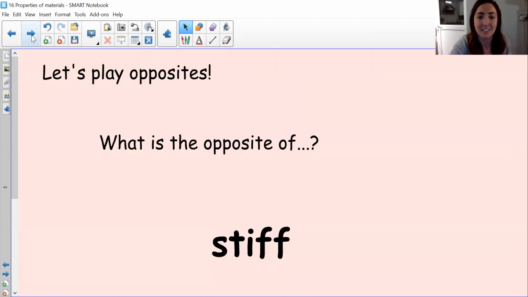Okay. So let's play again now. We're going to play opposites. So whichever property I say, I want you to try and say back the opposite of that property. So thinking about those definitions that we've just looked at, what is the opposite? Okay. So what is the opposite of stiff? Can you write down what you think the opposite of stiff is?